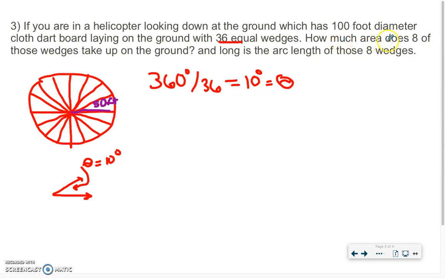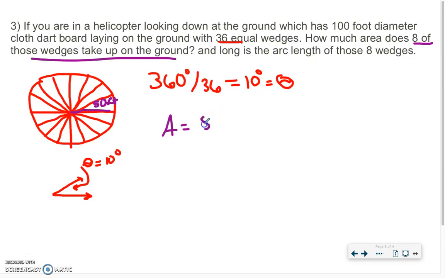So the 2 questions I'm asking is how much area does 8 of those wedges take up on the ground? So I'm looking for the area of a sector. So 1, 2, 3, 4, 5, 6, 7, 8 of those. I want to know how much that space is taking up. So we're going to take the area.